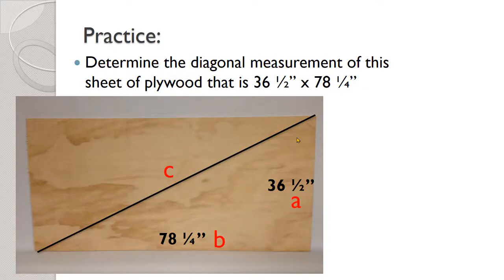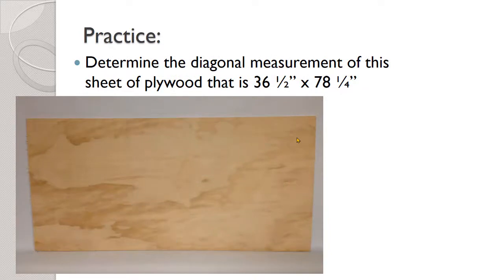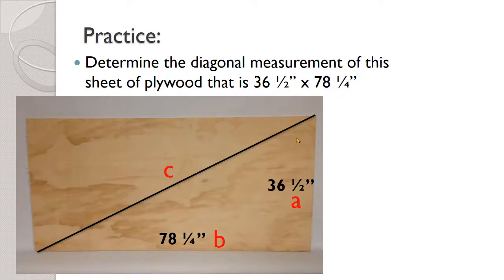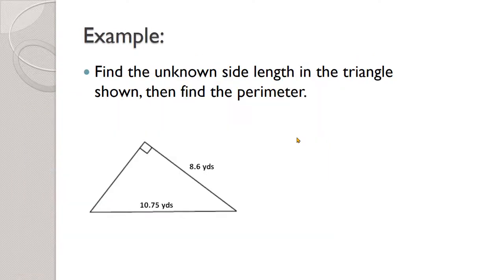Okay, both of the examples that we just did, both this plywood example and the drive shaft example, it was the hypotenuse that we were looking for. We knew A and B and we were looking for C. But that's not always the case. We can find A and B as long as we know what C is. So let's take a look at one of those cases.